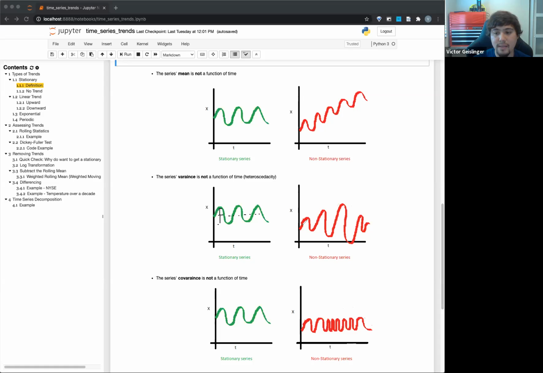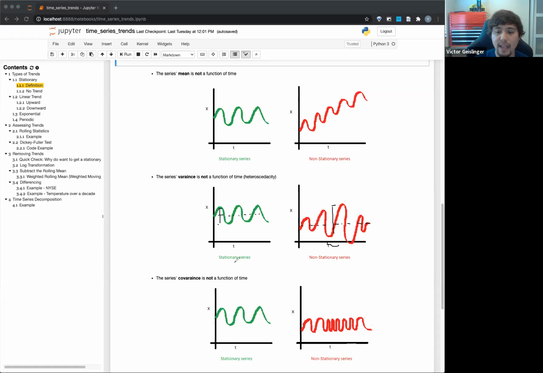And this one also has a mean that's consistent, but you can see that over this period of time, the fluctuations are much larger versus smaller over here. Versus this one over here, it would be a stationary series because it's not changing over time. The variance isn't changing over time. Okay, sound good so far?